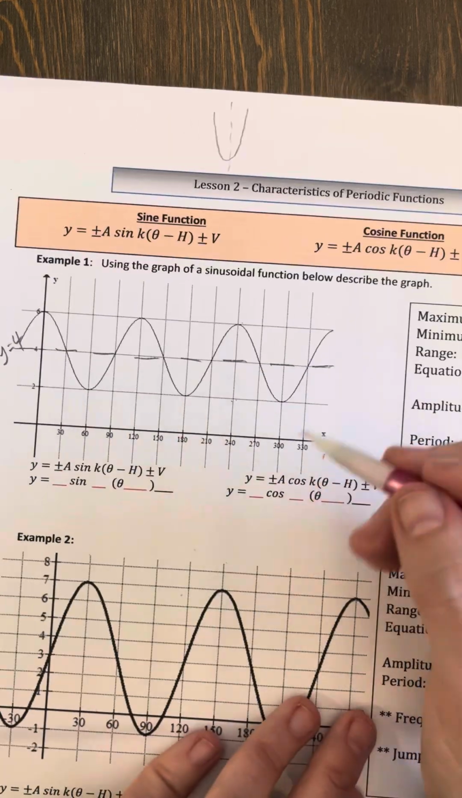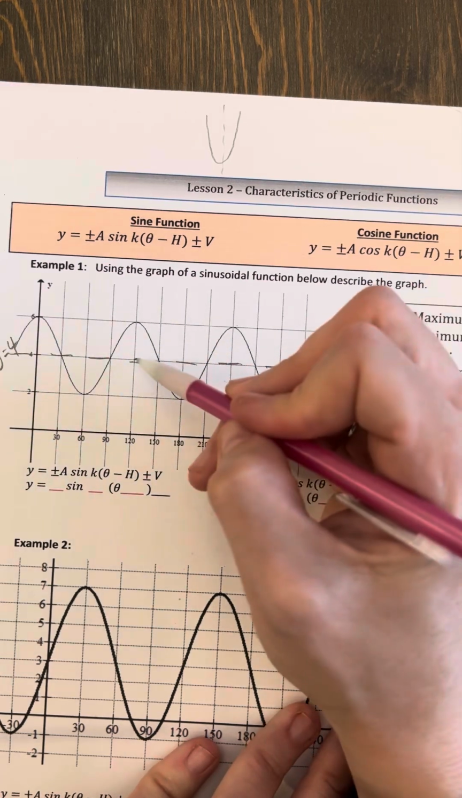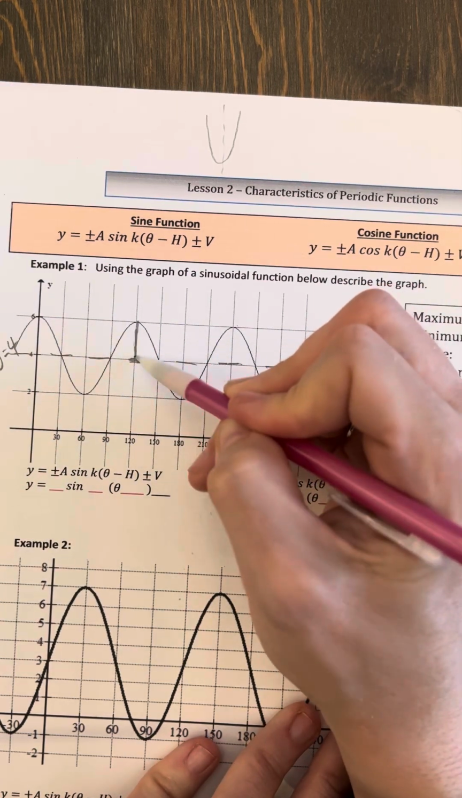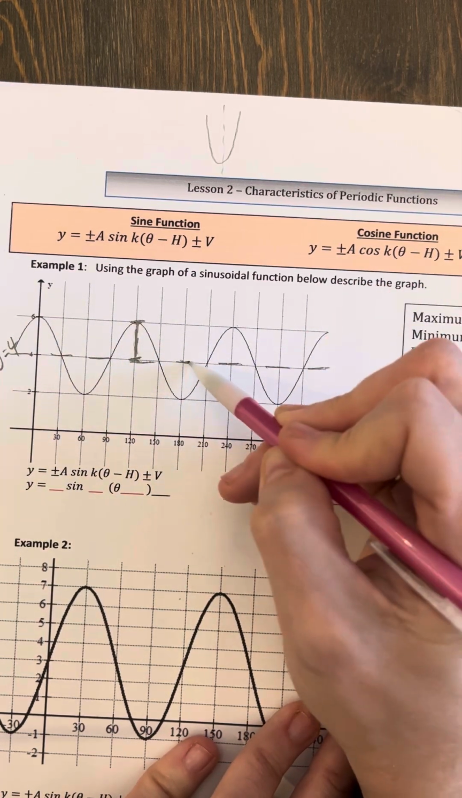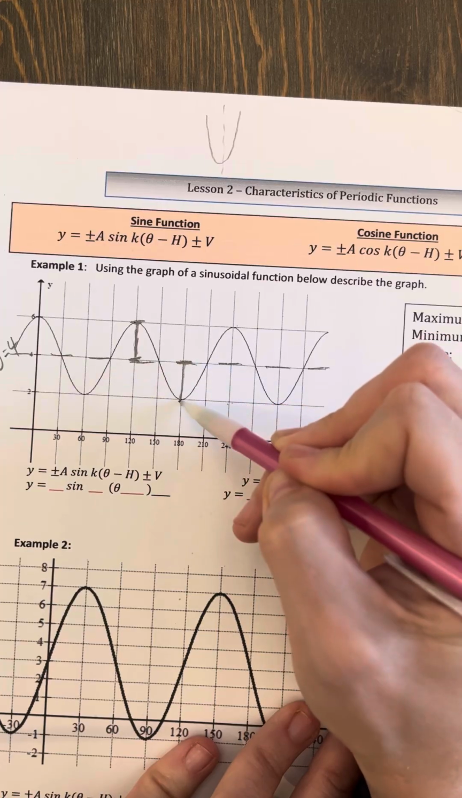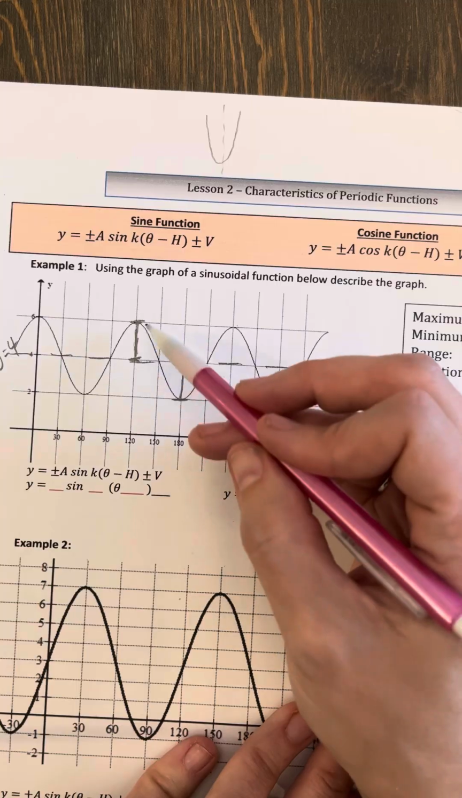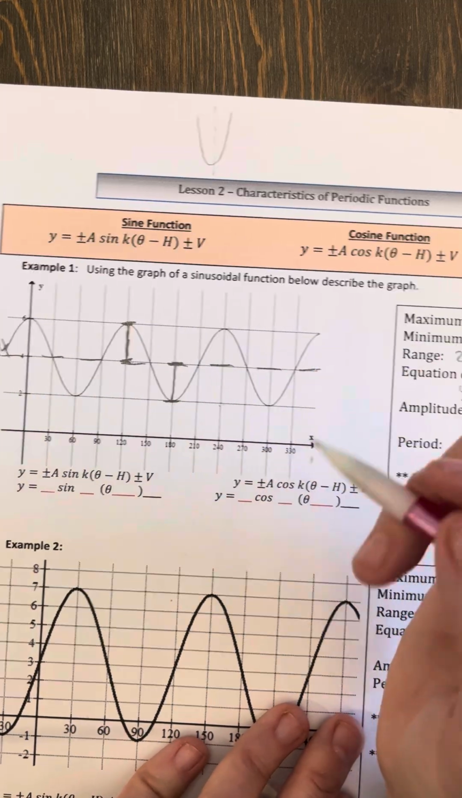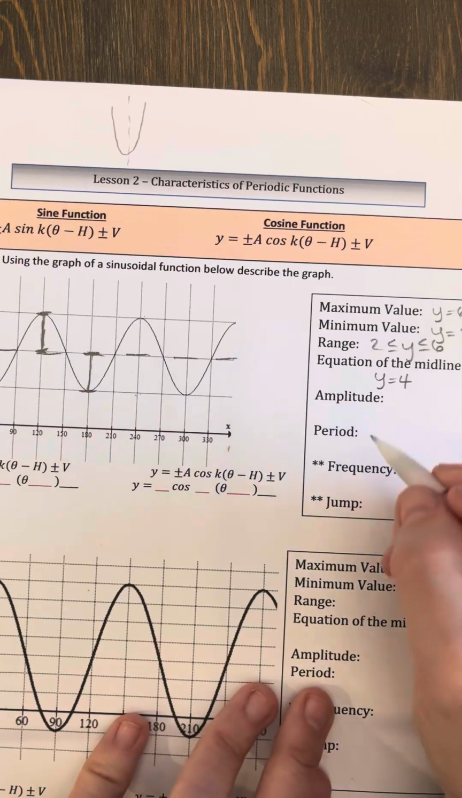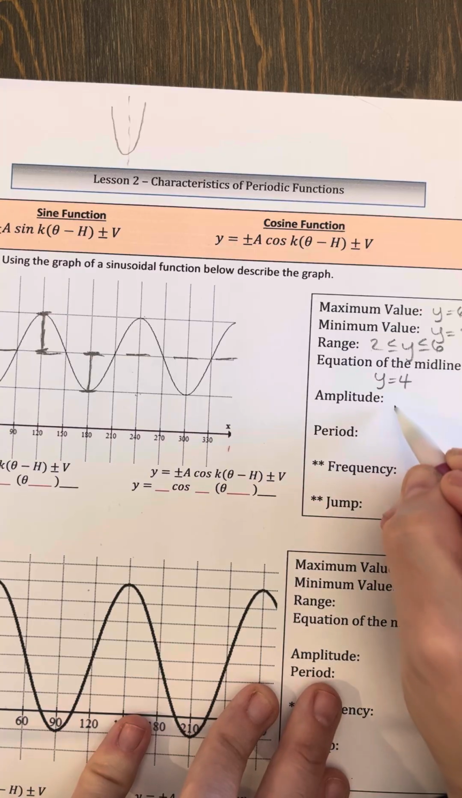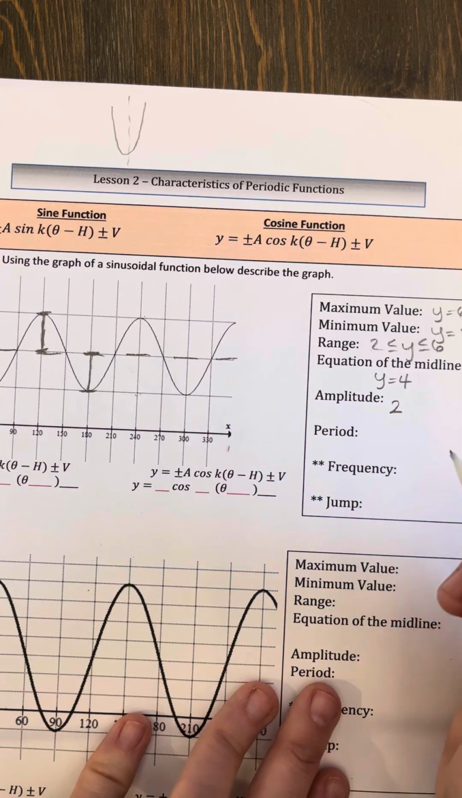Now your amplitude, we looked at that yesterday. Your amplitude is just the distance from your midline to a crest, which should also be the same distance as your midline to a trough, because if your midline is in the middle, it should be equidistant from the crest and trough. So your amplitude in this case is 2 units.